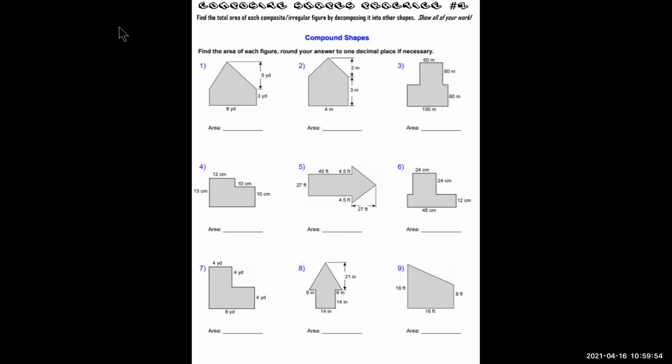All right, so let's start with number eight. I see that I have a triangle, I see that pretty easily. And then I see that down here, I have a quadrilateral. So that's the one I'm going to color in. So I have a quadrilateral and I have a triangle up there.